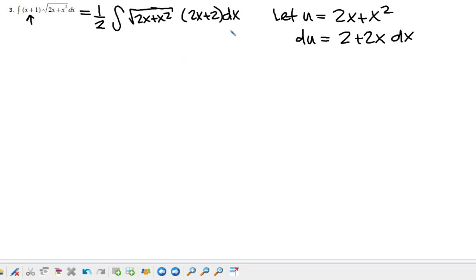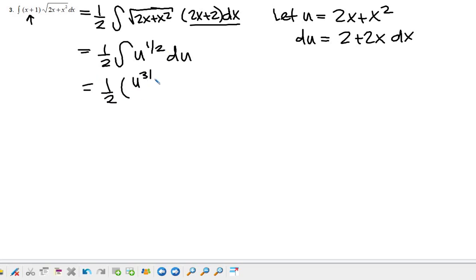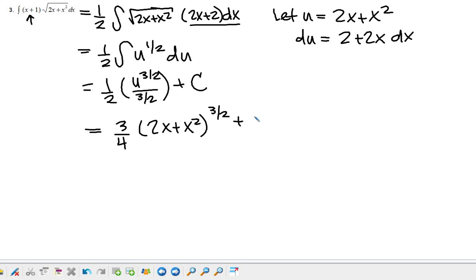So I have my u, I have my du, and I can substitute. So I have 1/2 the integral of u, and I'm going to go ahead and change this to exponential because it has to be exponential for us to take the derivative. And then this whole thing becomes du. So then we do our power rule. So we add 1. So u to the 3/2 divided by 3/2 plus c. Multiply by the reciprocal, we get 3/4. Sub my x back in, (2x plus x squared) to the 3/2 plus c.